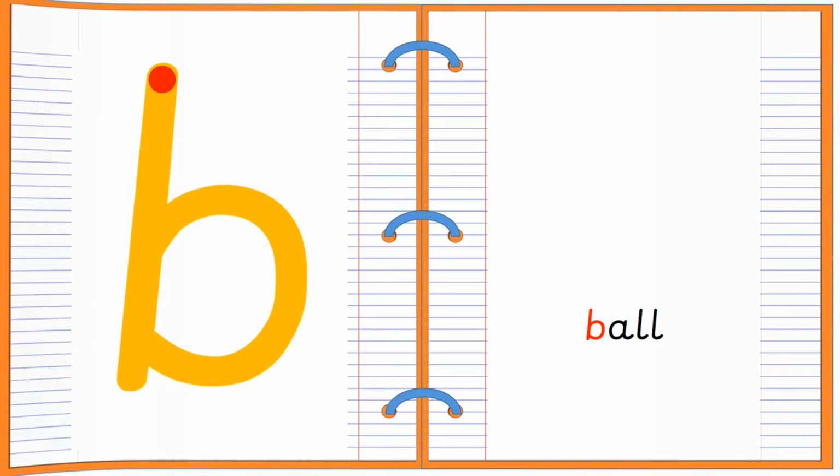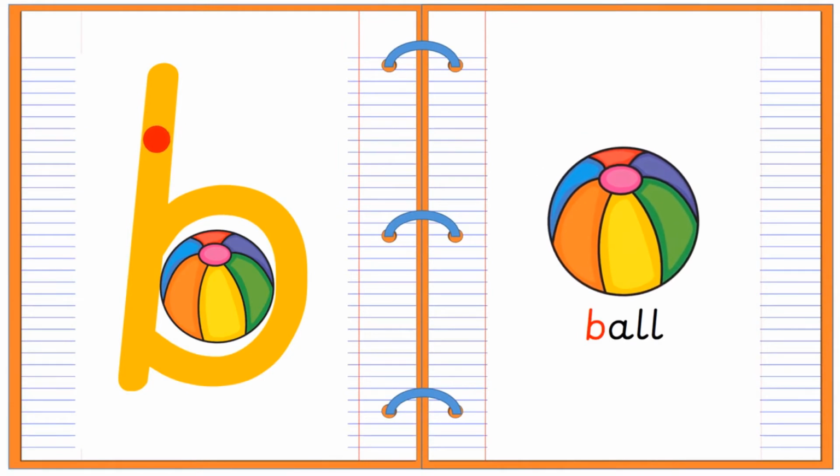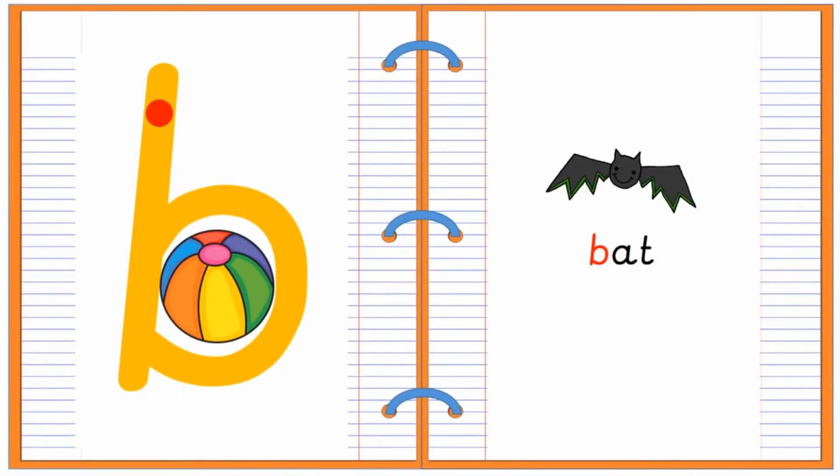Now let's see how we can write B. B. Down, down, down, up to the middle and out and around the ball. B. Ball. B. Down, down, down, then up to the middle and around the ball.